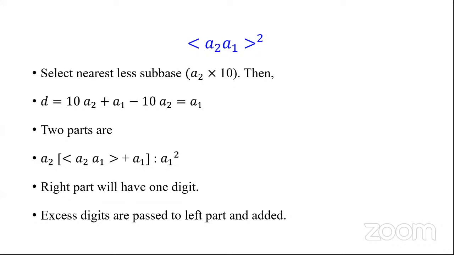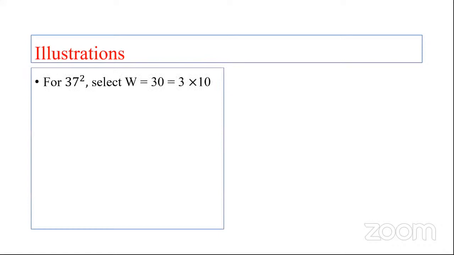So I repeat, A2 A1, base 10 times A2. I need not worry about the base now. For A2 A1, I start writing A2 times that number plus A1, colon, A1 square. That is how the Nikhilam method works. This is of course the theoretical part of that method. Now examples. 37 square.